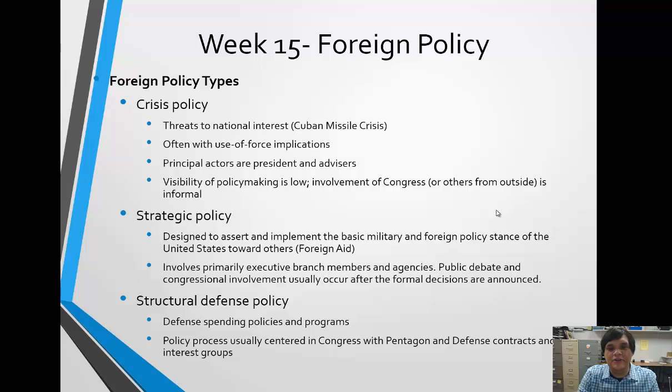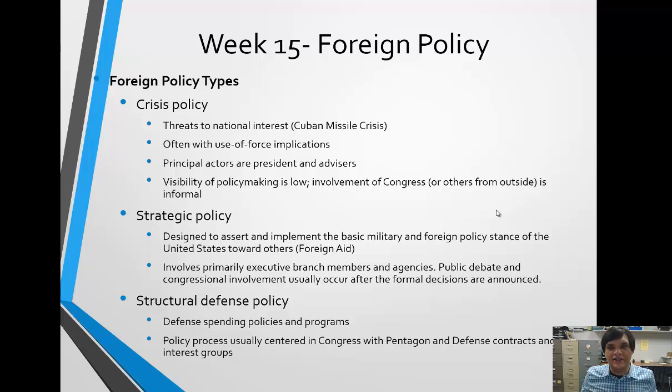Crisis policy is often used with use of force implications because it's a very high salient issue, but also the principal actors are the president and the advisors. The visibility of the policymaking is very, very low, and the involvement of Congress or others from the outside is very, very informal. So it's a crisis policy. We need to handle it. We may use force, we most likely will use force in order to ensure an immediate response to the crisis.